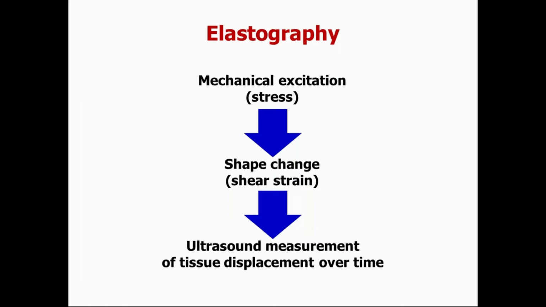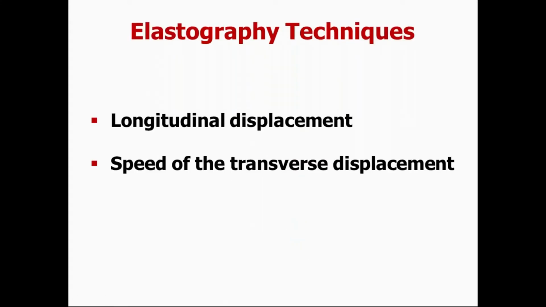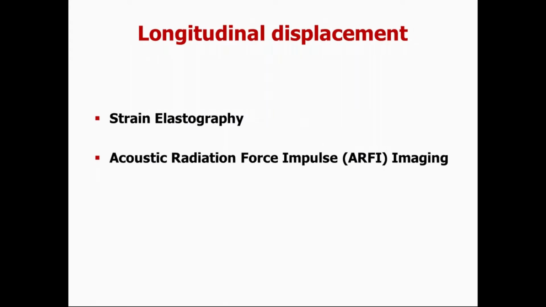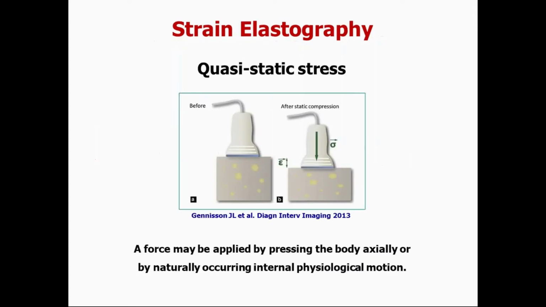So to perform elastography, there is first of all a stress, and this stress causes a change in the shape, and then the software of the system measures the tissue displacement over time. There are two techniques. One is based on the longitudinal displacement of the tissue, and the other on the speed of the transverse displacement. As for the longitudinal displacement, we have strain elastography and acoustic radiation force impulse imaging.